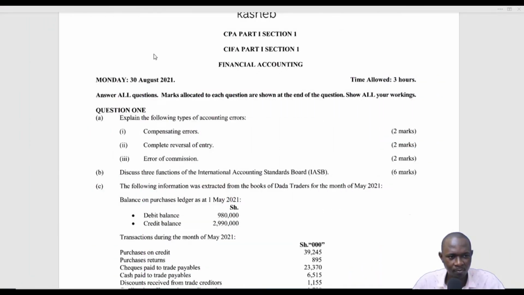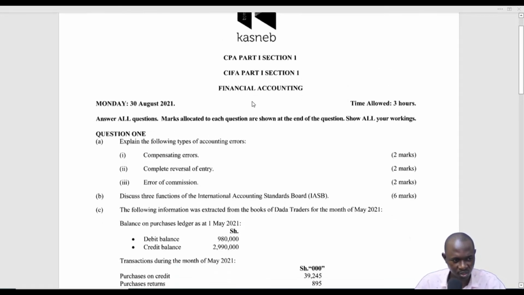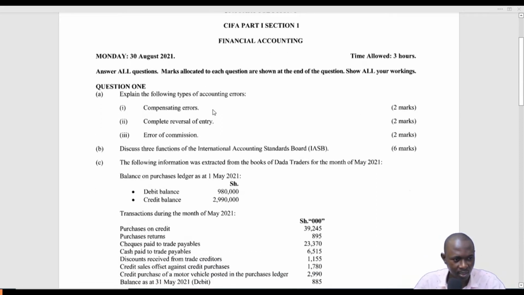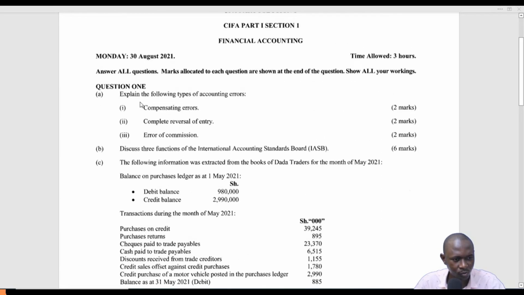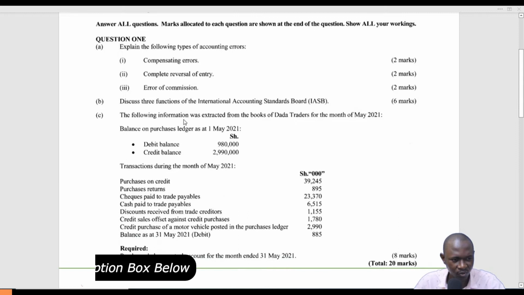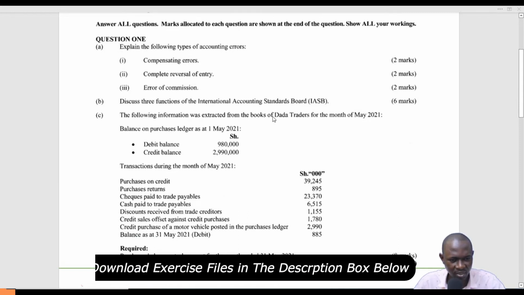So welcome. This is CPA Part 1 Section 1 Financial Accounting Paper, August 2021. We'll be doing question 1. Part A of the question: explain the following types of accounting errors: compensating errors, complete reversal of entry, and error of commission. Then Part B, discuss 3 functions of the IASB.